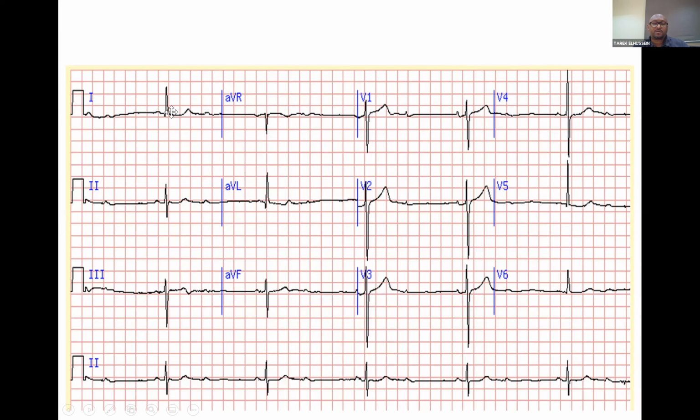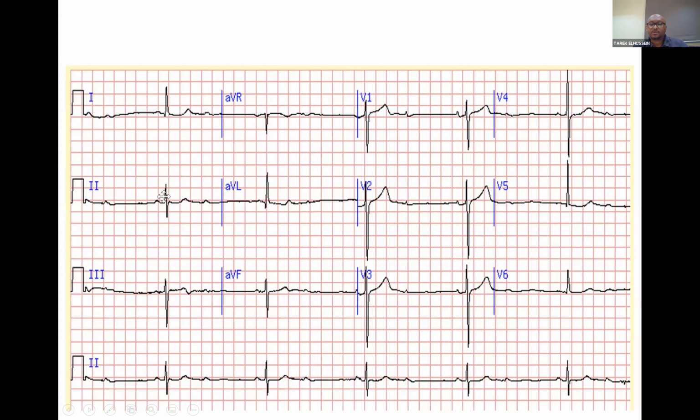Now we move forward. The axis is more toward the left, thinking of left anterior hemi block. So what supports the diagnosis of left anterior hemi block? You get a tiny R and a deep S in the inferior leads. Okay, the R is big here. Almost this lead is isoelectric.